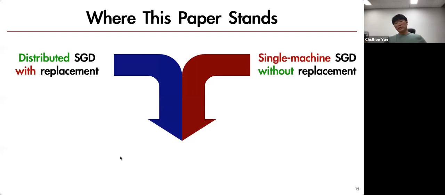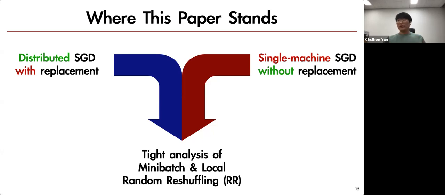So we just saw that there are 2 lines of research. The one studies this distributed or federated SGD under the assumption of independent gradient estimates or with replacement sampling. And the other line of research studies without replacement SGD, but mostly on the single machine case. So our paper is exactly where the two different lines intersect.